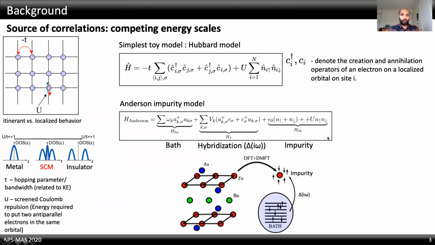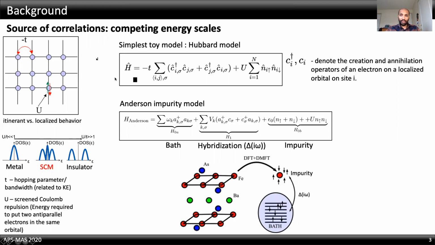Now, to see the source of these correlations, it all boils down to two competing energy scales, which are the hopping term, which is related to the kinetic energy of the electrons, and the screened Coulomb repulsion. Due to the interplay between these two parameters, materials behave as metals or insulators, but what we are interested in is this region in between that.